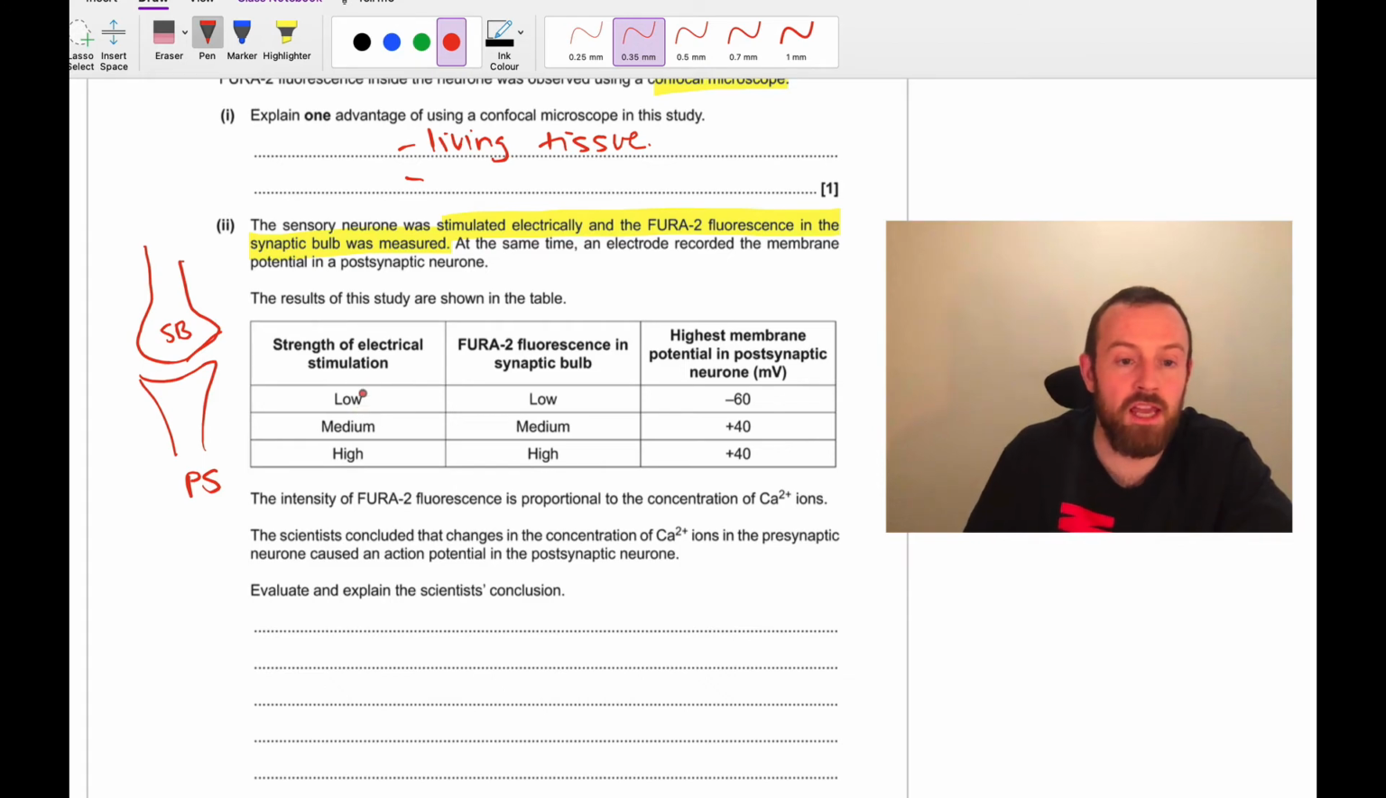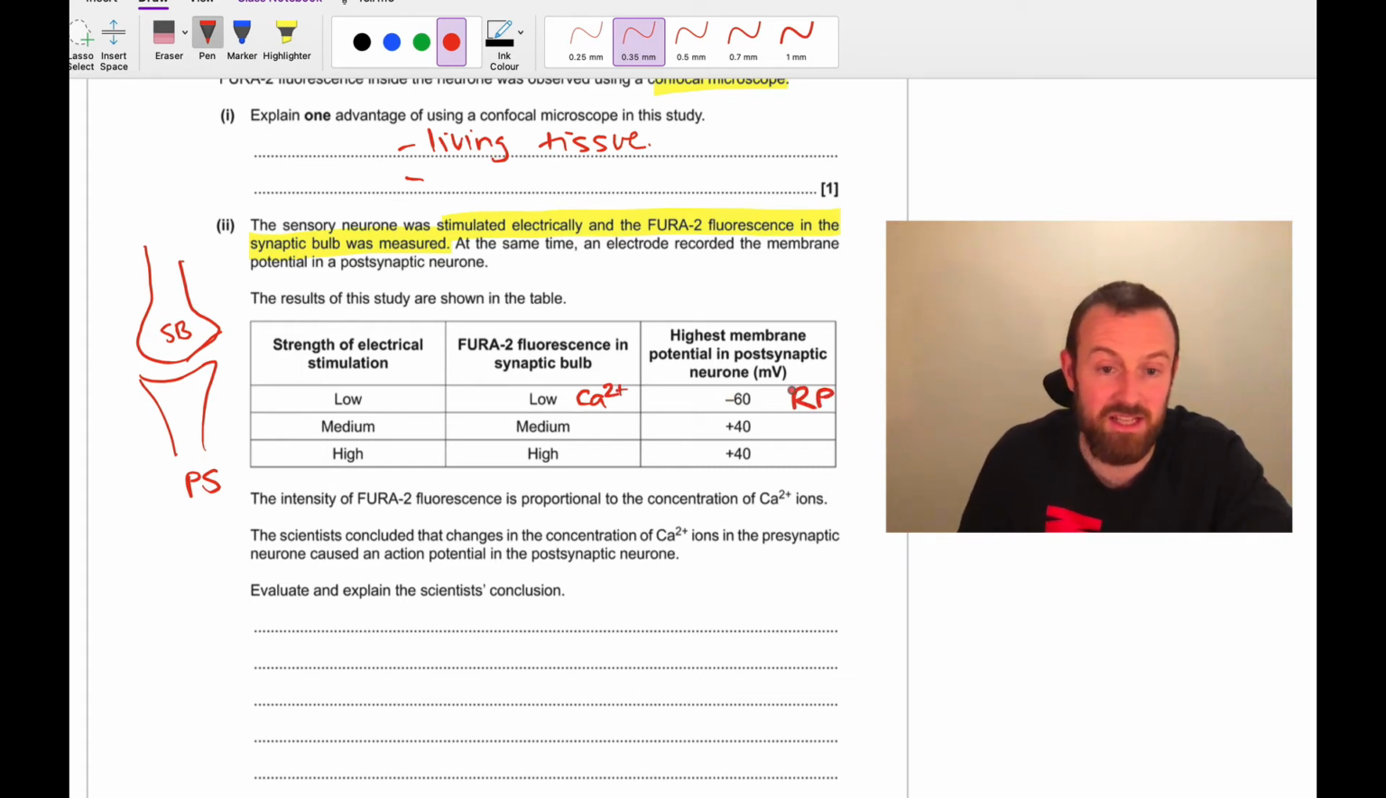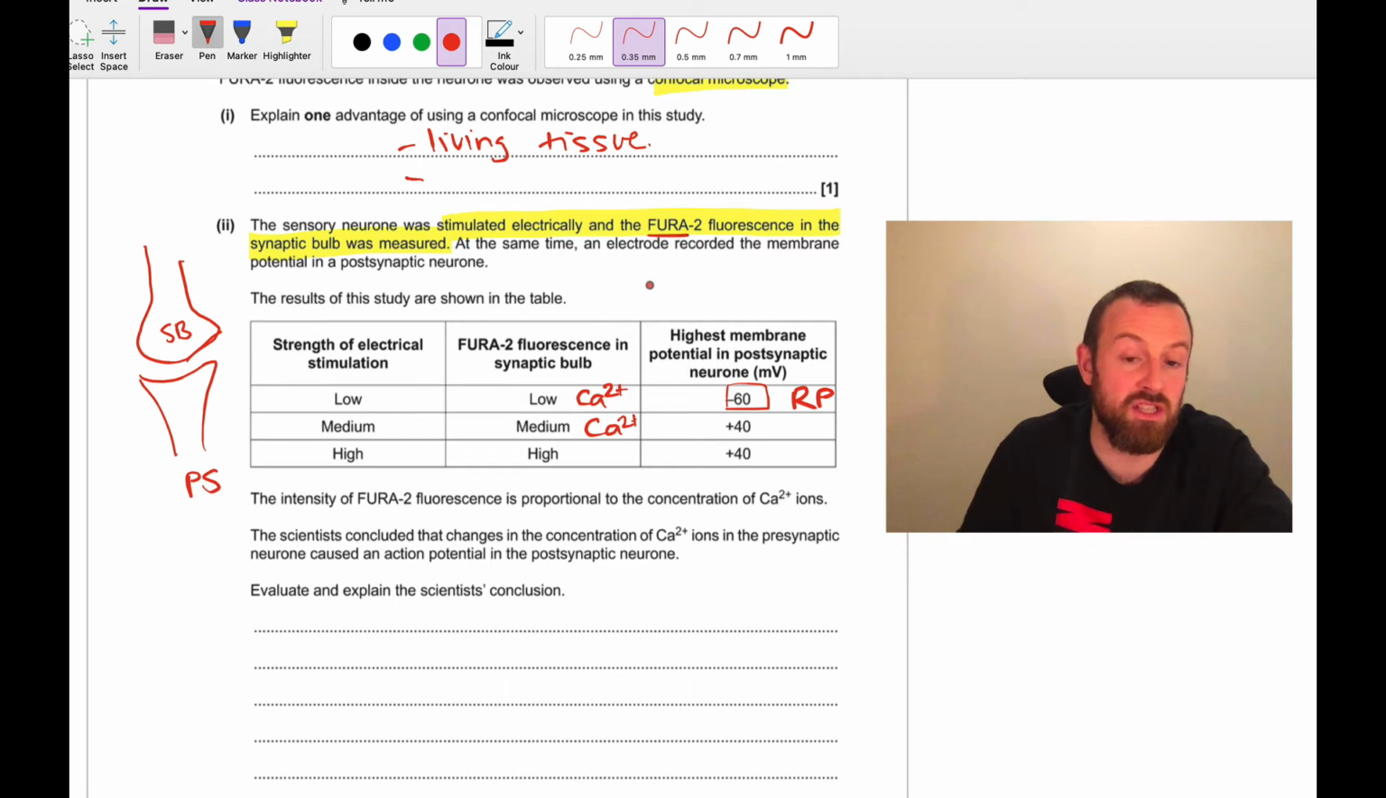So if we have low electricity, we don't have any fluorescence in here, or low, and over here we've got minus 60. So this basically means low electricity, we could also just write low calcium here, okay? Low Ca2+, and that is resting potential, minus 60. There's no action potential going on, that's resting potential. What about medium? With medium electrical stimulation up here, we do have medium calcium ions, because remember, Fura2 measures the calcium ions. So if we have calcium ions going in here a little, then we do get an action potential in the postsynaptic neuron.